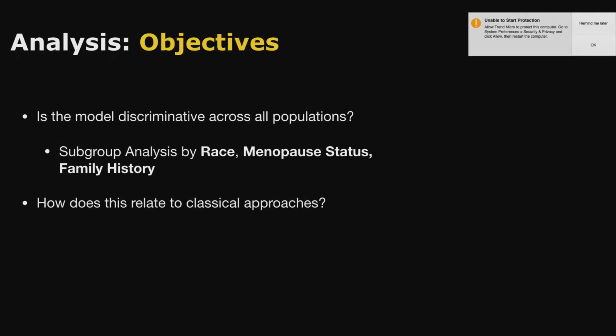Okay, cool. Our goals for the analysis, as before, are to see whether this model actually serves the whole population. Is it going to be discriminative across race, menopause status, and family history? And how does this relate to classical approaches of risk? And are we actually doing any better? So, diving directly into that, assuming there are no questions.